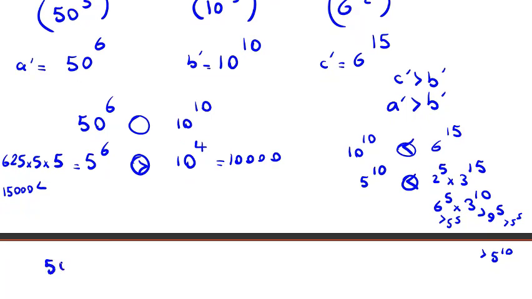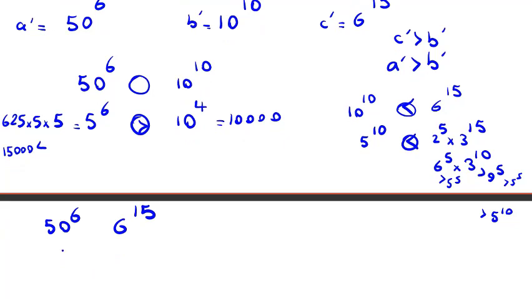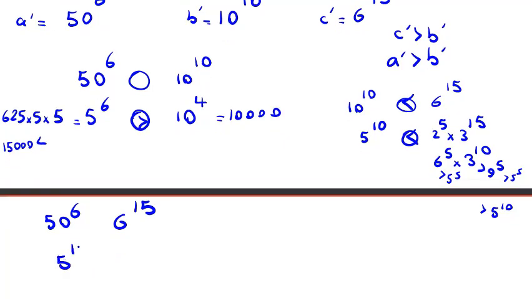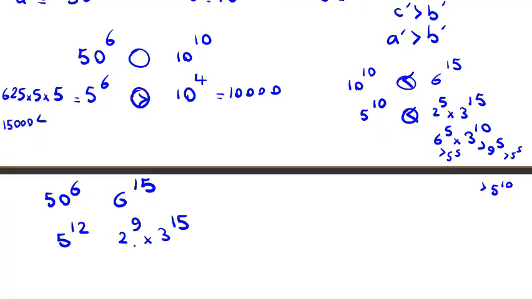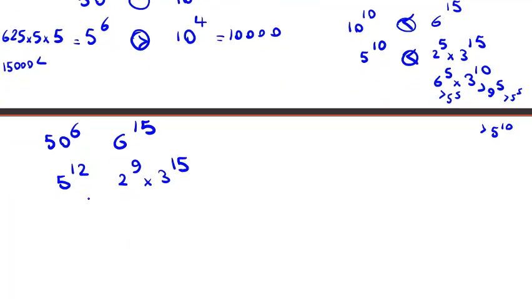So now we should check A prime and C prime. It's 50 to the power of 6 and 6 to the power of 15. So if we cancel, it's 2 to the power of 6 and 5 to the power of 12, because it's 5 squared. 2 to the power of 6 will be cancelled here by 2 to the power of 9, 3 to the power of 15. Now here when we want to consider the power, you can say it's 5 to the power of 4 to the power of 3, and it's 2 cubed times 3 to the power of 5 to the power of 3.